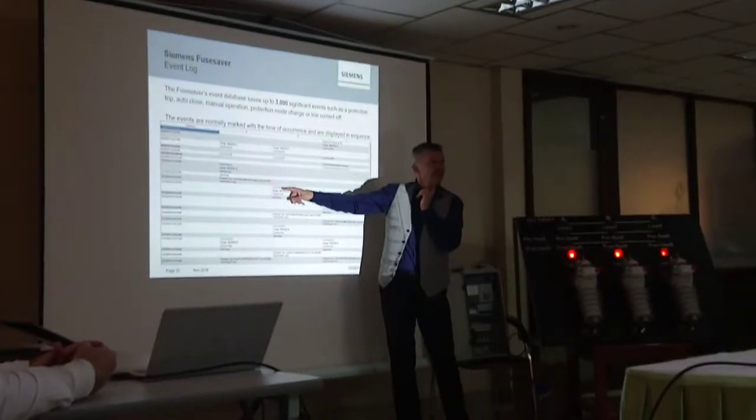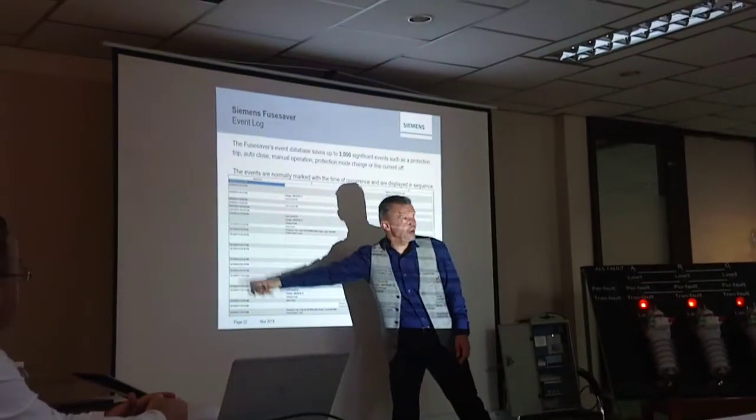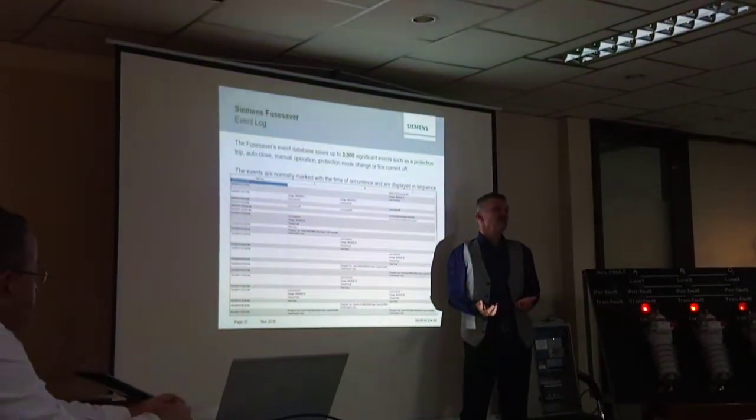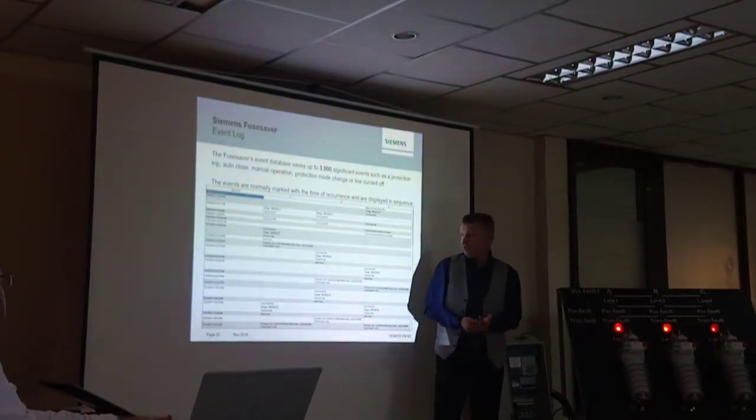You can see when the line current was off, there was a clearance fault. How long does it take? When does the power come back? All the things with a timestamp. It gives you a lot of information to analyze your network and to make it more reliable.